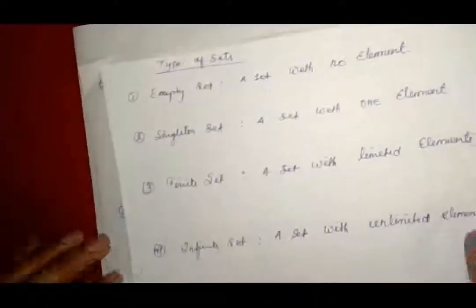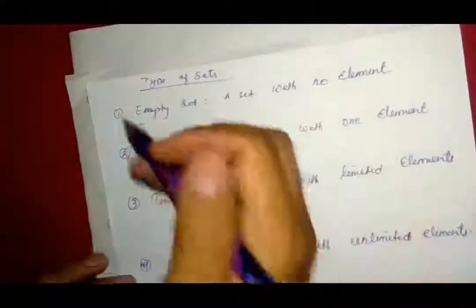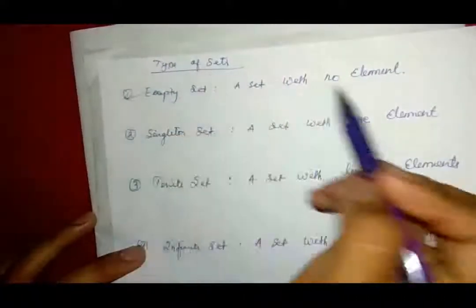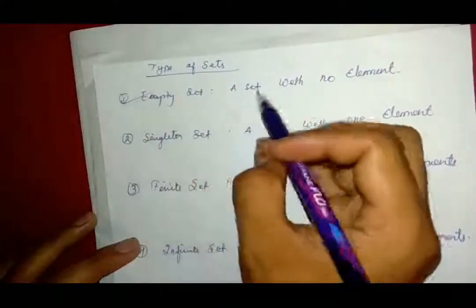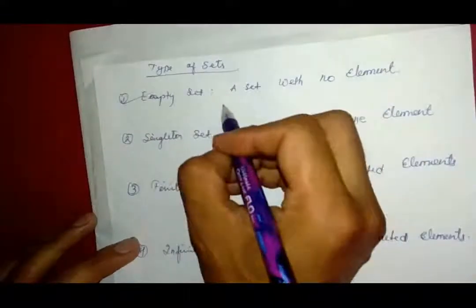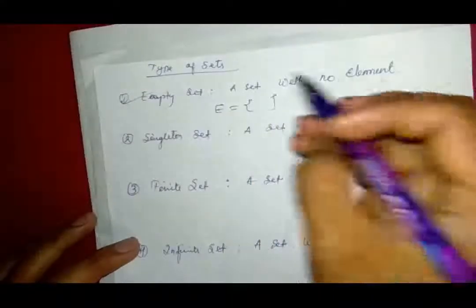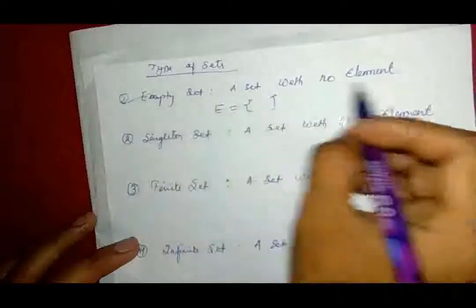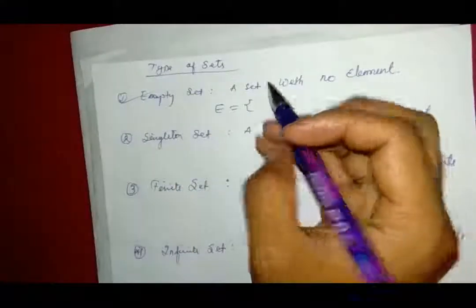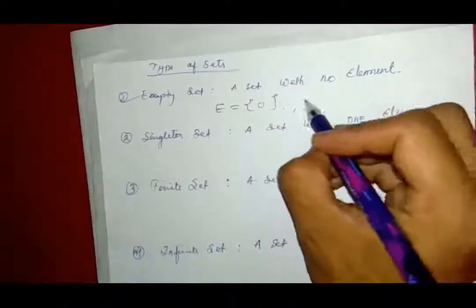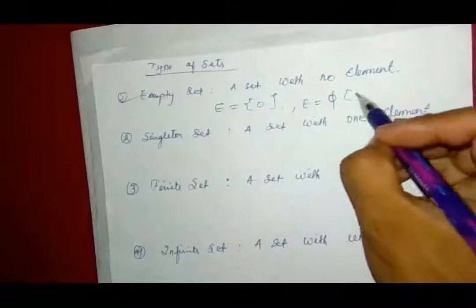Now we're going to see the different types of sets. The first point is the empty set: a set with no element. Taking an example, this will be a set with no element, which means a set containing zero elements. Or in another way, we can write it like this. This is called a null set.